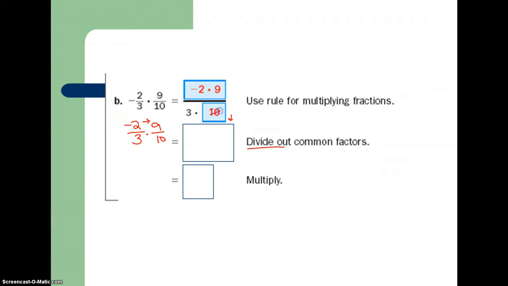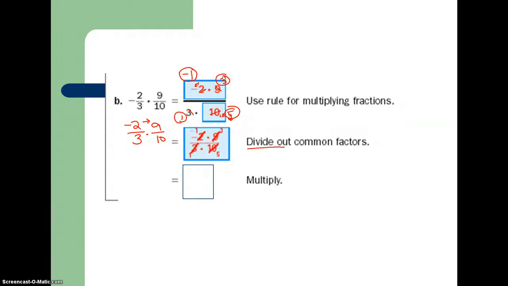For example, 10 and 2 both divide by 2. So negative 2 divided by 2 equals negative 1. I like to circle that so I know I'm done with that. And 10 divided by 2 is 5. Just like 9 and 3 both divide by 3. 3 divided by 3 is 1. 9 divided by 3 is 3.